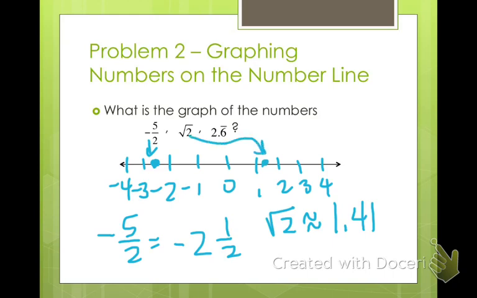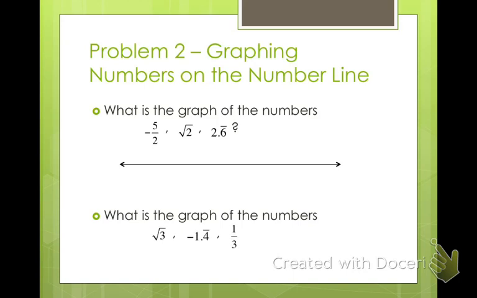What about 2.6 repeating? Well, as you might have guessed, it's about a little more than halfway between 2 and 3. So there's 2.6 repeating. Okay, try this one. Square root of 3, -1.4 repeating, and 1/3. Let's go ahead and use the same number line.